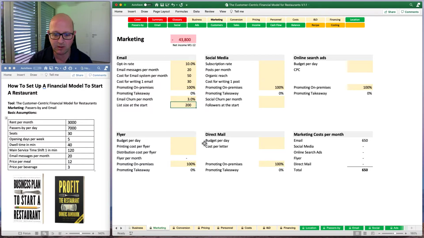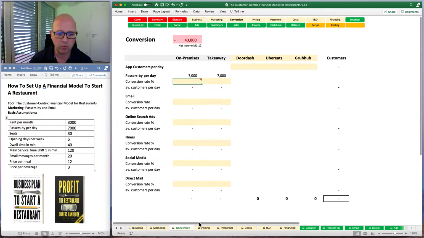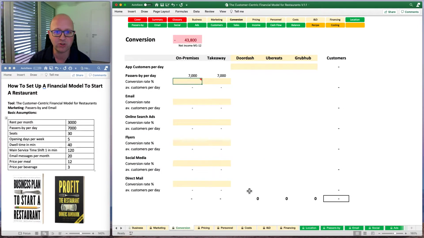The rest we will leave blank, and we move on to the next sheet. That's conversion. And here you see for this example we focus on premises, and we leave out takeaway at the moment, and also the delivery apps like DoorDash, Uber Eats, or Grubhub. That's too much for this example. We just focus here on our on-premises business.